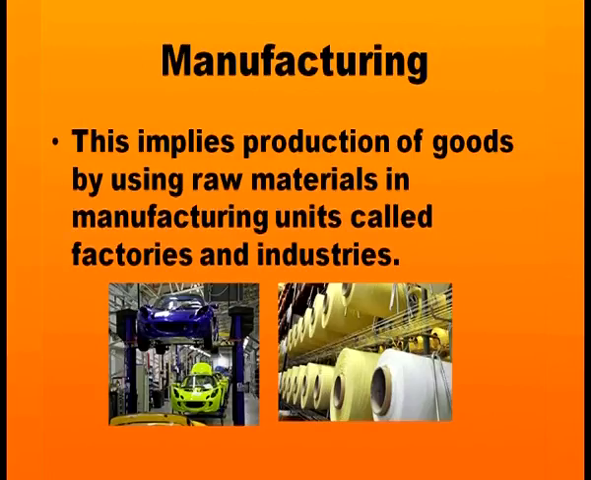Now what is manufacturing? Manufacturing means the production of goods by using raw materials in manufacturing units called factories and industries. Manufacturing is the process of producing goods in factories and industries by using the raw materials produced by the primary sector. Whenever we produce other goods in the factories and industries, that process is known as manufacturing.